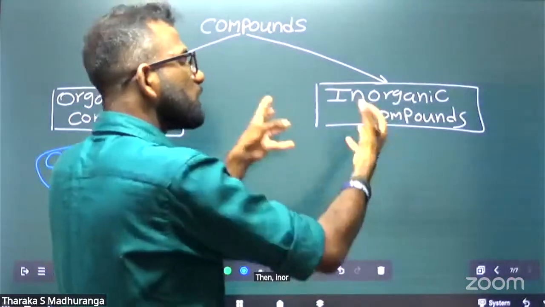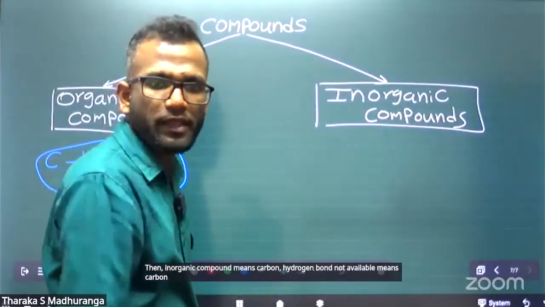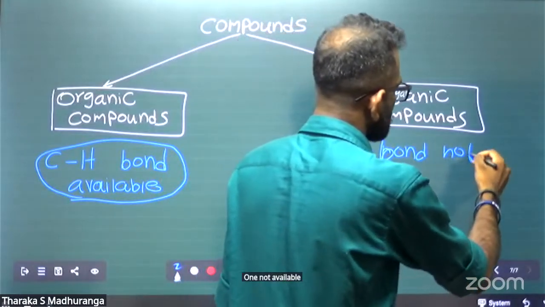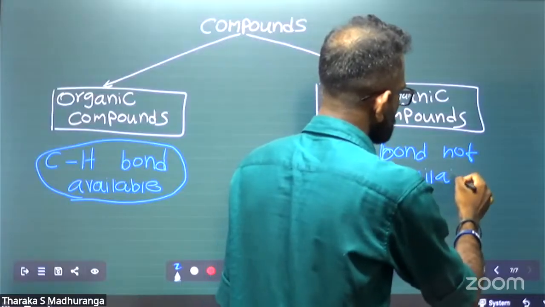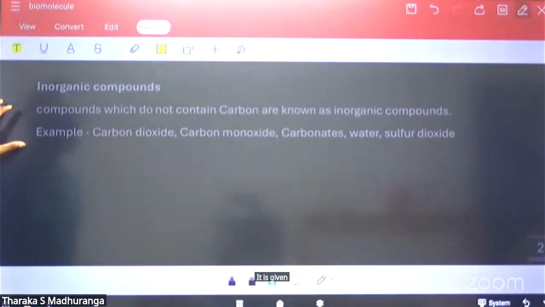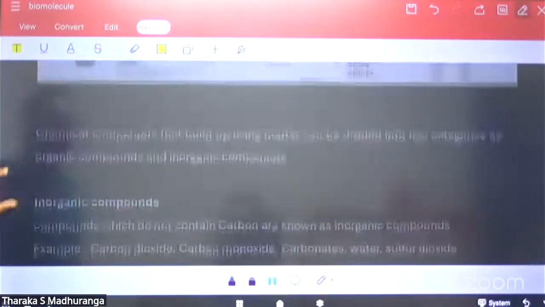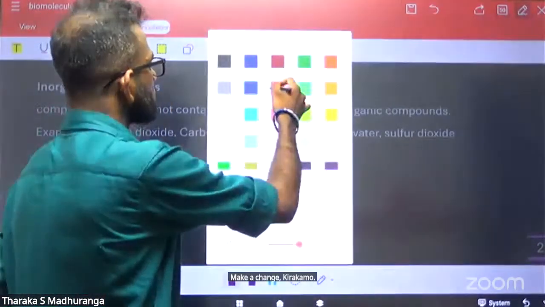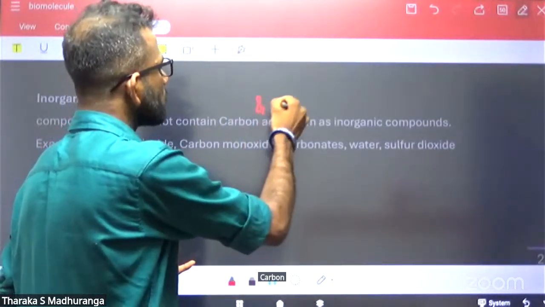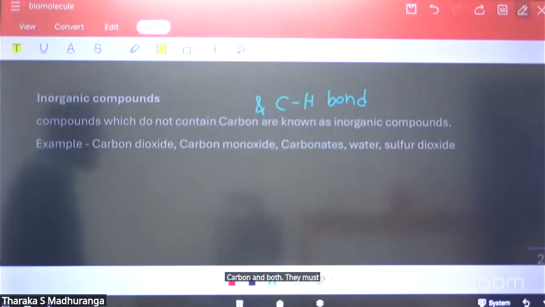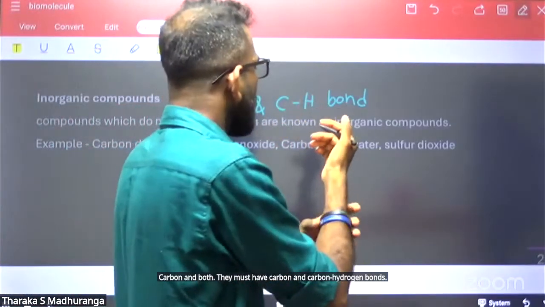Then inorganic compounds mean carbon-hydrogen bonds are not available, meaning there is no carbon at all. Okay, go to the note. It is given: inorganic compound, compounds which don't contain carbon. Let's make a change: they must have carbon and carbon-hydrogen bonds, otherwise they are known as inorganic compounds.